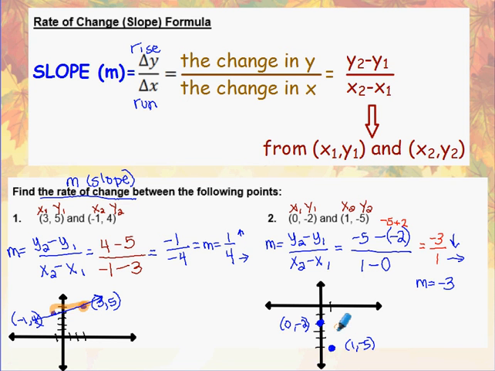I have created this sketch here to check my answer, and it shows that from (0, negative 2) to get to (1, negative 5), I do go down 3 over 1. So this line would have a steeper slope than number 1 and would also be negative. This line is decreasing.